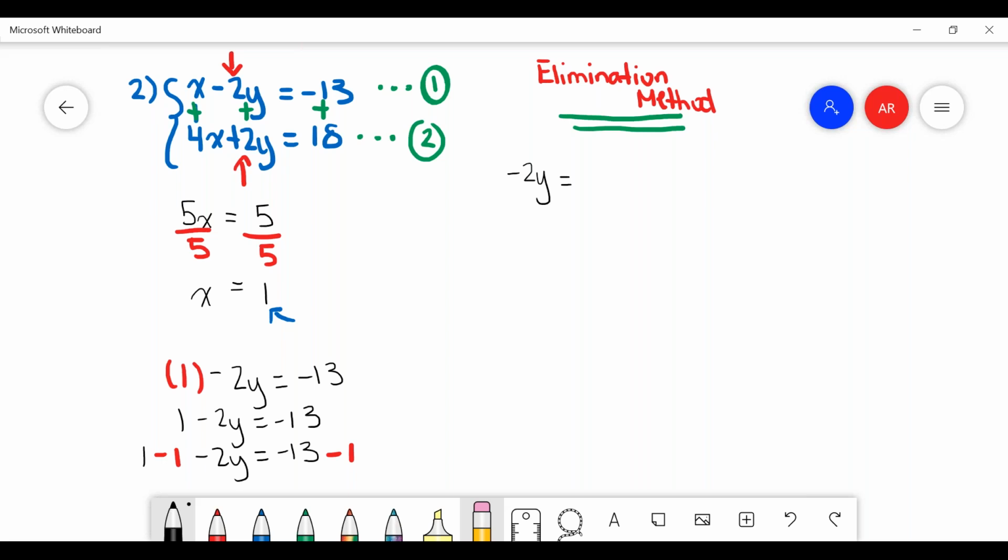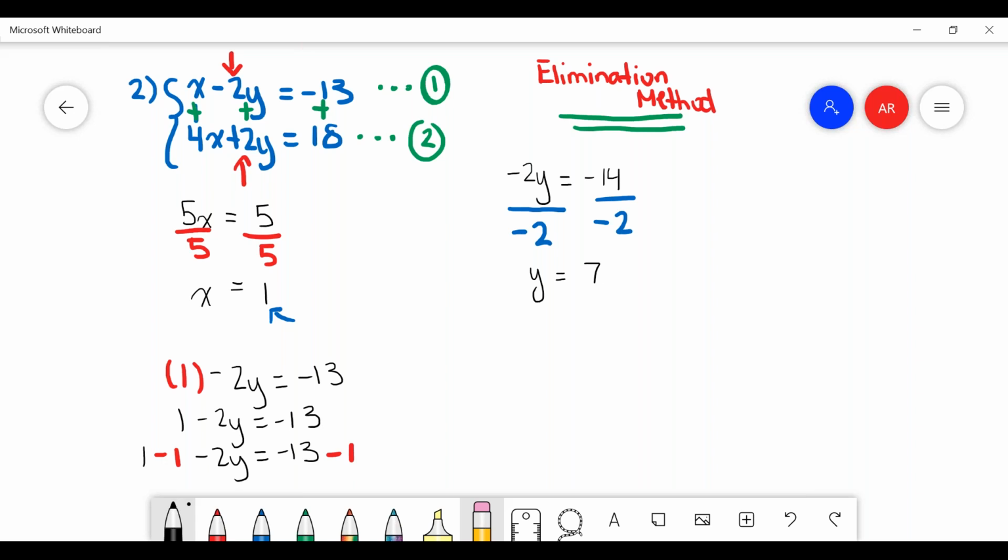And now looking at the right side, we have negative 13 minus 1, which is negative 14. And we have to remember to isolate for y. So isolating for y, we're going to be dividing both sides by negative 2, as negative 2 is being multiplied with y. So we need to perform the opposite operation. So that's division. So dividing both sides by negative 2, we have negative 2y over negative 2, which is just y. And we have negative 14 over negative 2, which is 7. And this is our y value.